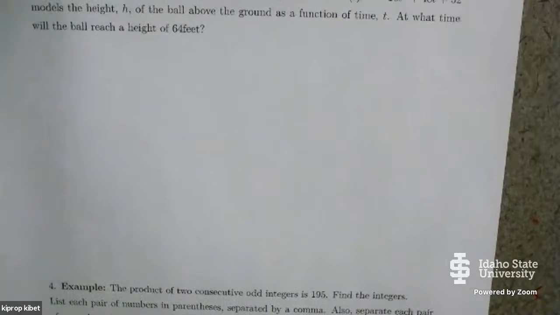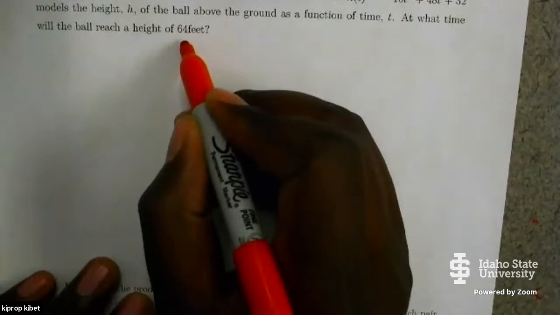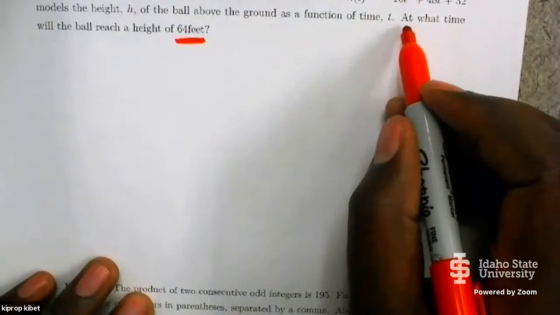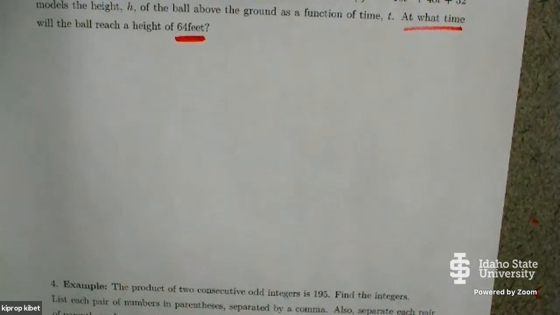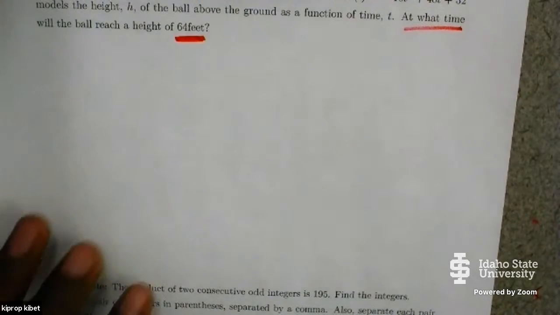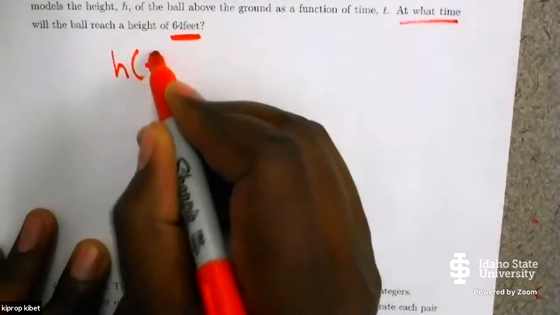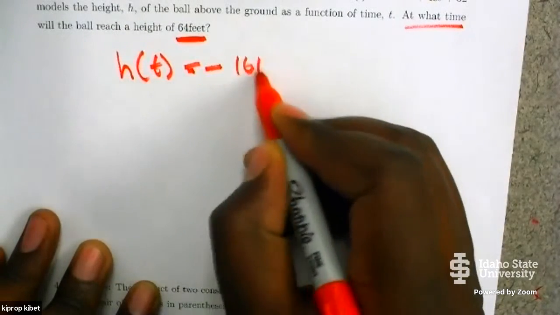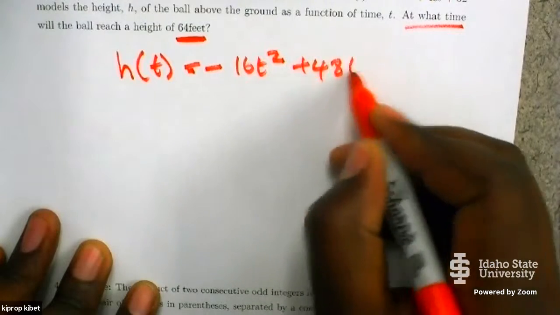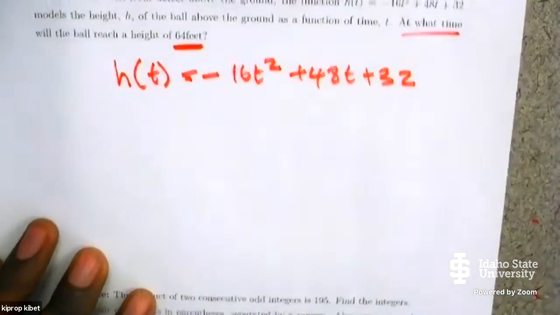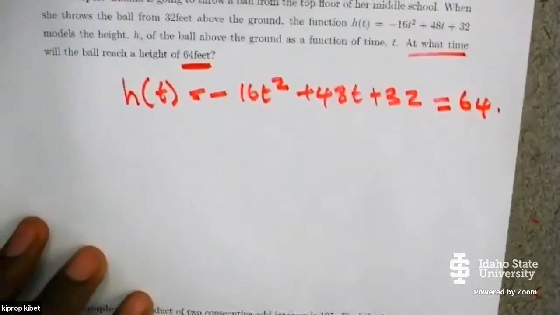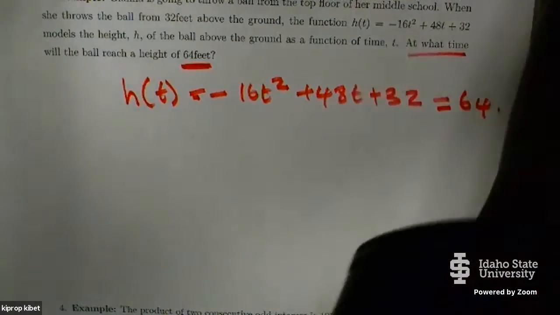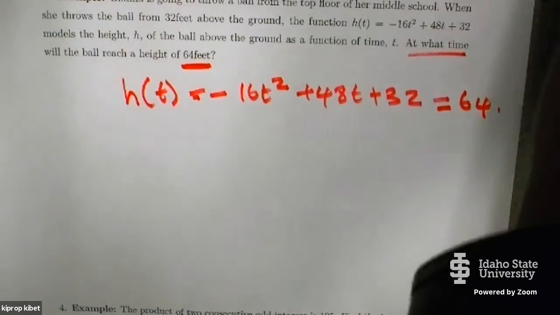Okay, so at what time will it reach a height of what? 64. At what time will it reach the height of 64? So this is also similar to the previous question. So what do you do? You say h of t equals minus 16t squared plus 48t plus 32. This is equal to 64.